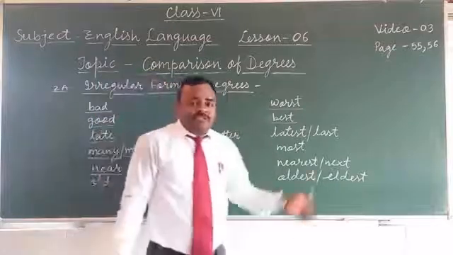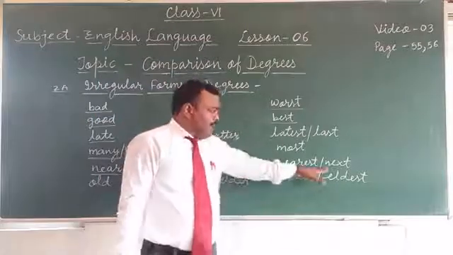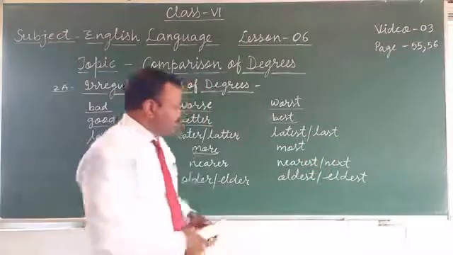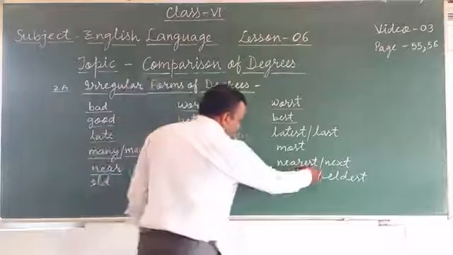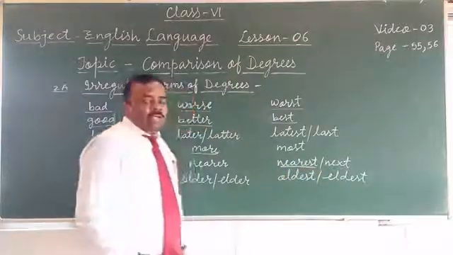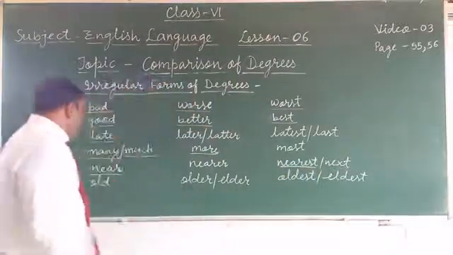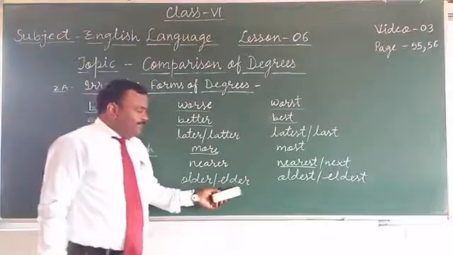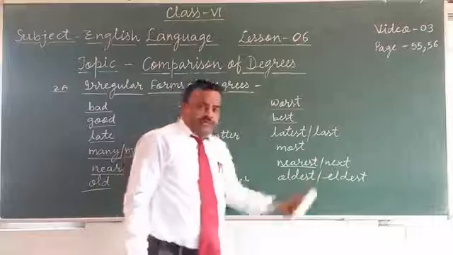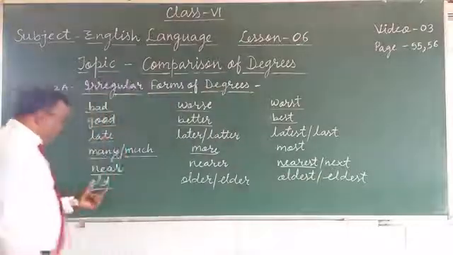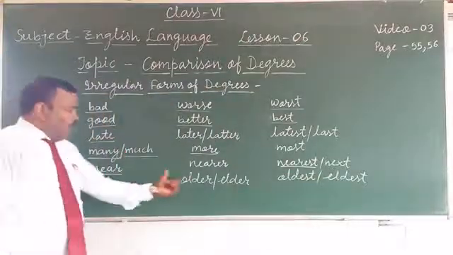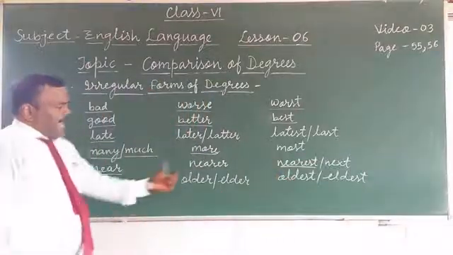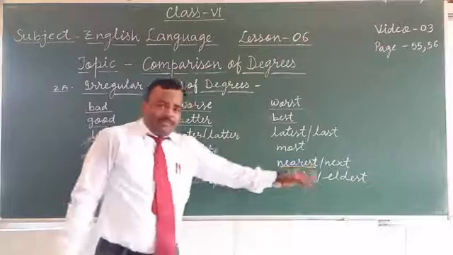Or what is the next chapter? Okay, next shows position or distance. Nearest also shows distance, and next shows position. Old, older or elder, oldest, eldest. So you will read in this way: old, older, oldest; old, elder, eldest.